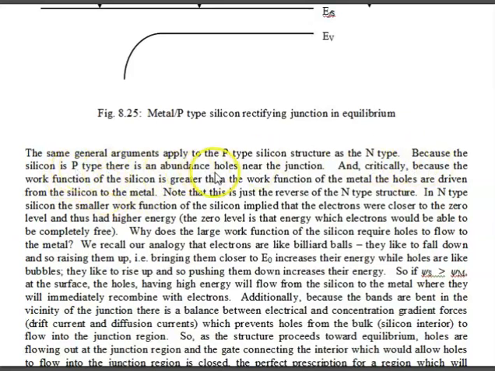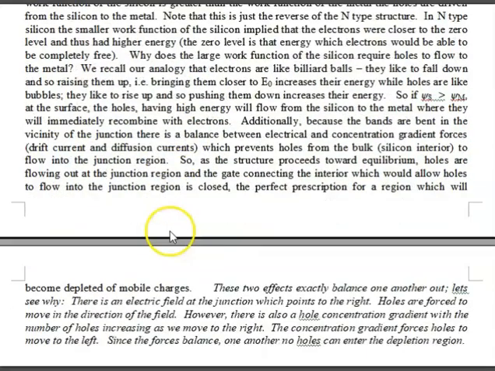Because it's P-type, there's an abundance of holes near the junction, and because the work function of silicon is greater than the work function in the metal, holes are driven from the silicon into the metal. This is exactly the opposite of what we had for N-type. Okay, so here the structure proceeds towards equilibrium.